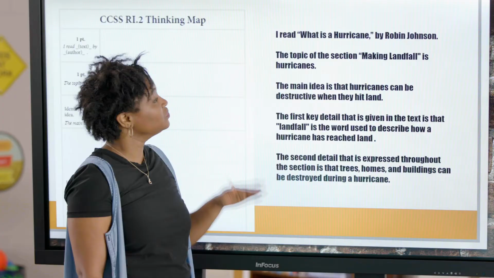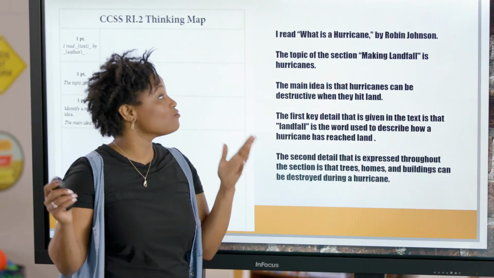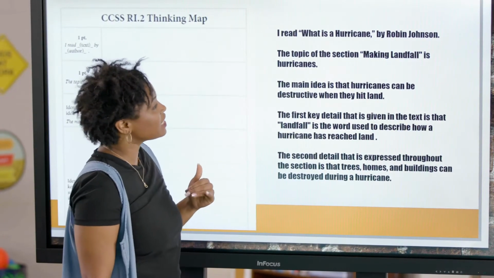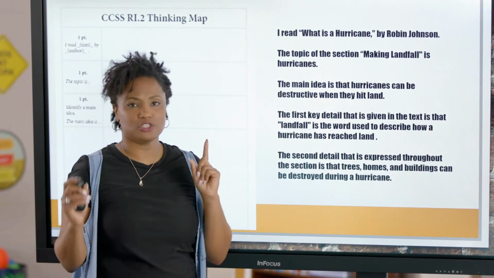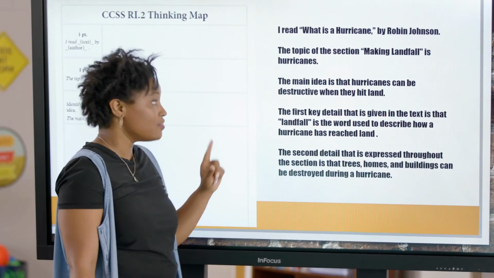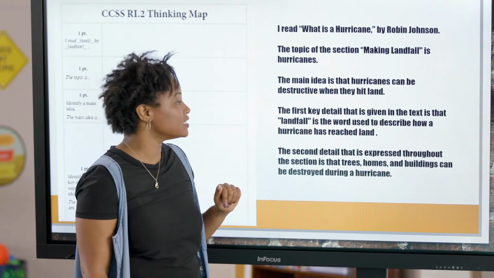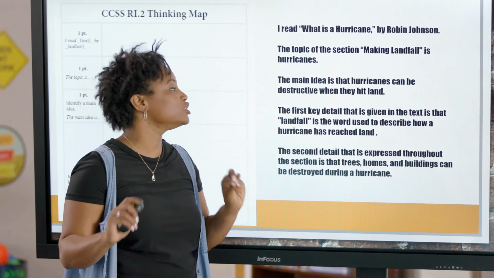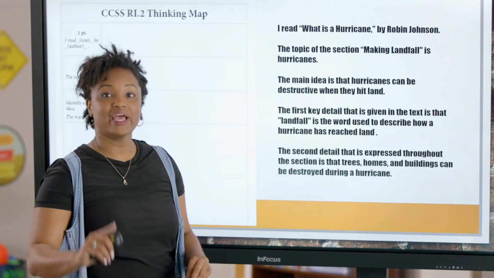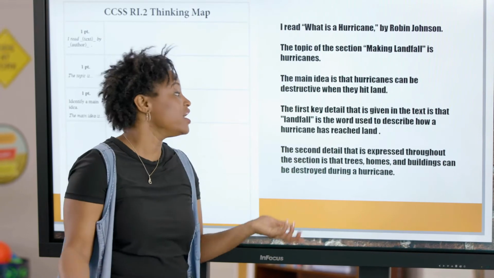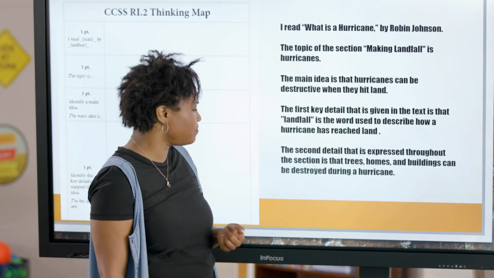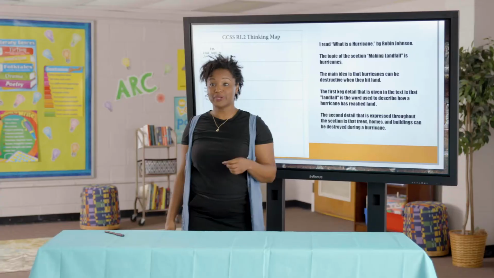Let's read it together. I read What is a Hurricane by Robin Johnson. The topic of the section, Making Landfall, is hurricanes. The main idea is that hurricanes can be destructive when they hit land. The first key detail that is given in the text is that landfall is the word used to describe how a hurricane has reached land. The second detail that is expressed throughout the section is that trees, homes, and buildings can be destroyed during a hurricane.